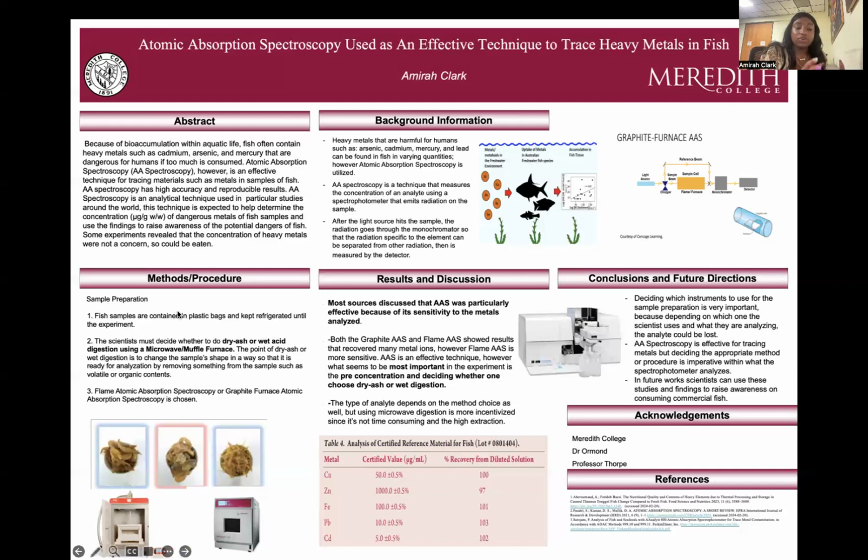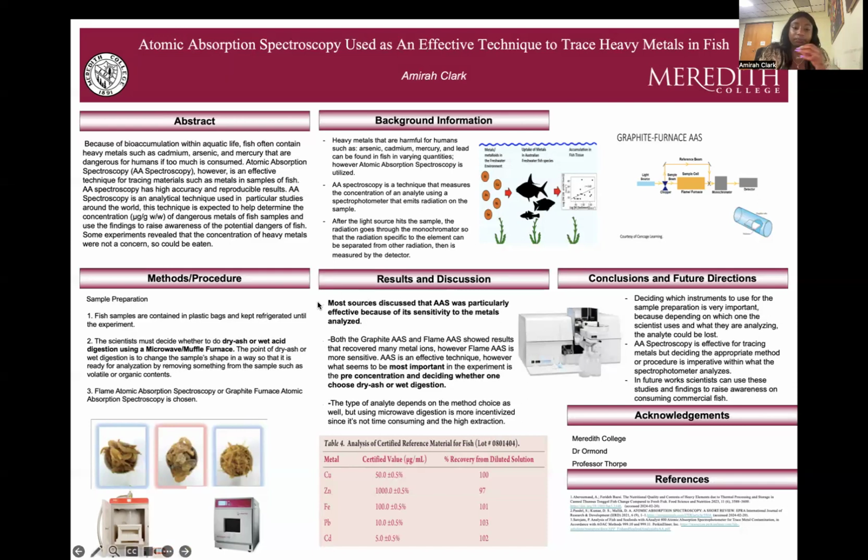Basically, the point of choosing either one of them is to change the sample shape in a way so that it's ready for analysis by removing something, such as volatile or organic contents. And then there are two different instruments that could be used with those: the microwave or the muffle furnace. Then after that, a flame atomic absorption spectrophotometer or a graphite furnace is chosen. Most likely the flame atomic instrument is used because it's more sensitive.